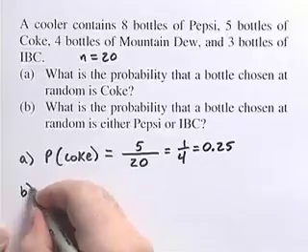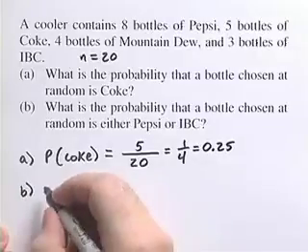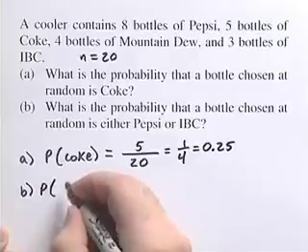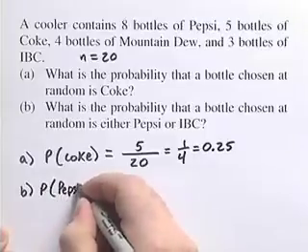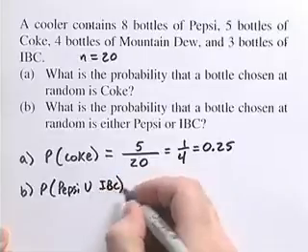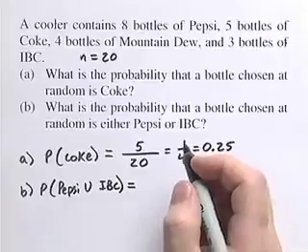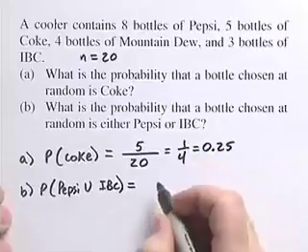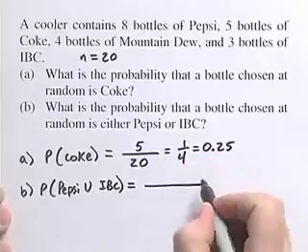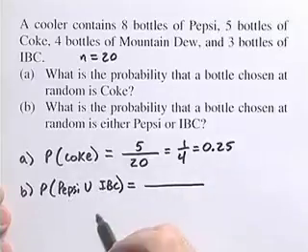For part B, we'd like the probability that a bottle chosen at random is either Pepsi or IBC. So we want the probability of Pepsi union IBC. To solve this problem, we can think of, again, equally likely events. We look at how many different bottles are Pepsi or IBC.